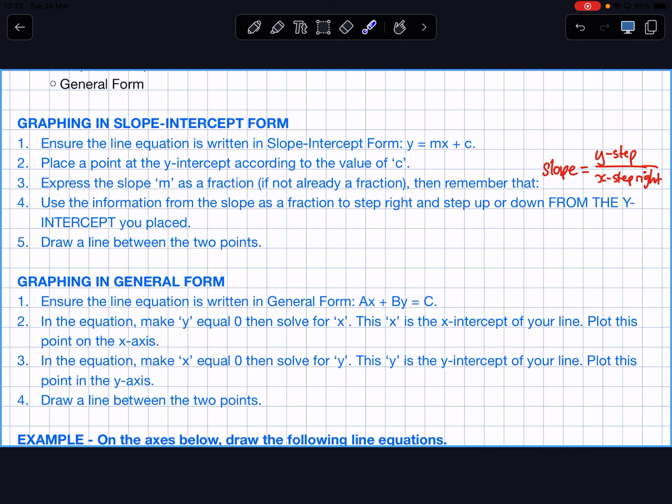Place a point at the y-intercept according to the value of c. Express the slope as a fraction, which we practiced last lesson. Make it a fraction if it's not already a fraction, and then remember that the slope is the y step over the x step to the right. Step 4, use the info from the slope as a fraction to step right and step up or down from the y-intercept you placed, and then draw a line between the 2 points. I'll give you some writing time to get graphing in slope-intercept form down.